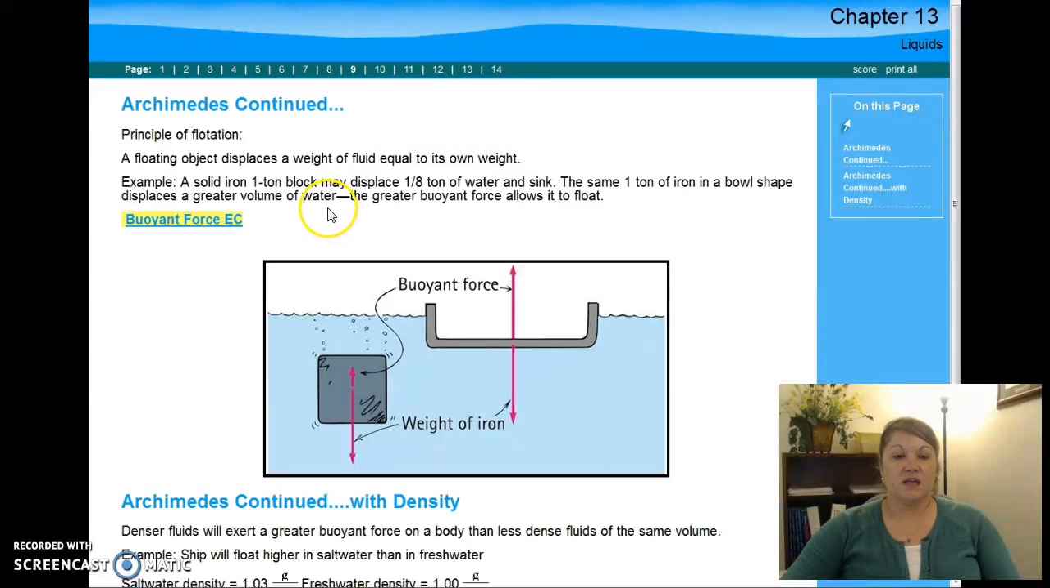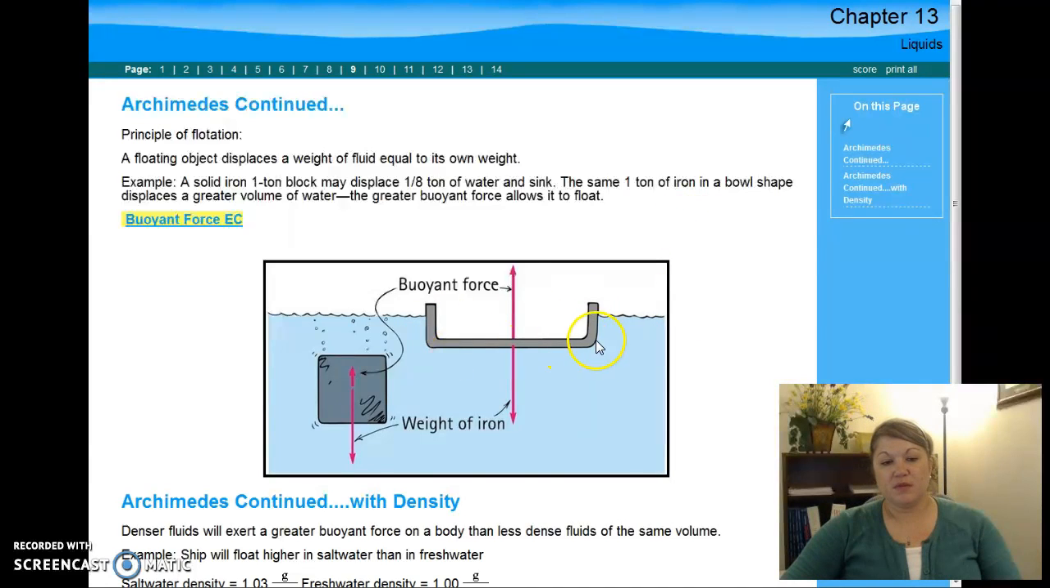Second part is flotation. Right? So we've got a block of iron here, put it in the water and it sinks. But if we can somehow stretch that iron out and make it like a bowl, well then it'll float. Well, what's the difference? Why one and not the other? Well, one is going to displace a greater amount of water, right?